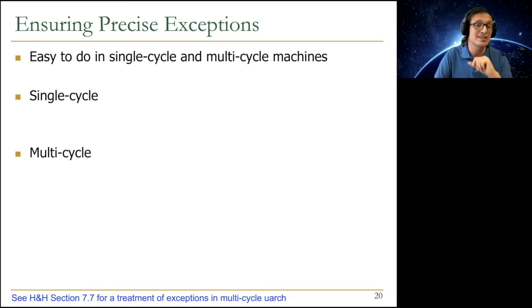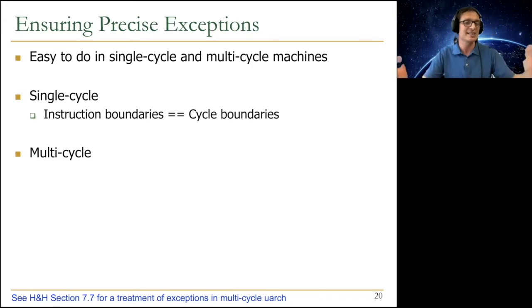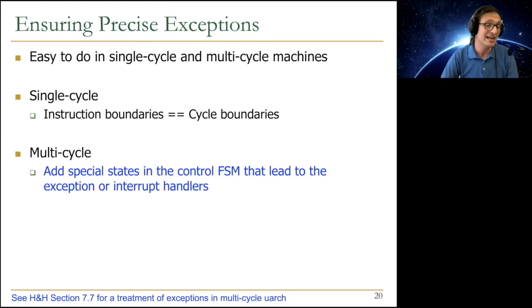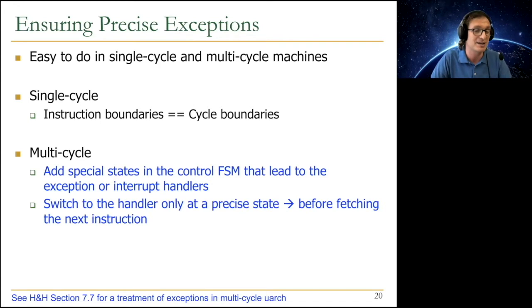And it's easy to do in single cycle and multi-cycle machines. Basically, in a single cycle machine, there's no problem because instruction boundaries are cycle boundaries, and you handle the exception at the cycle boundaries. In multi-cycle machines, you can add special states in the control finite state machine that lead to the exception or interrupt handlers. I'm not going to go through this in detail, but this is very easy in a multi-cycle machine. And you can switch to the handler only at a precise state, basically. For example, before fetching the next instruction, or before decoding the next instruction. You could decide wherever you do it before doing any harm, at a precise boundary, right?